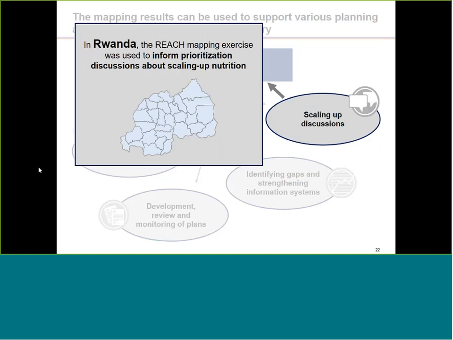My next example is in Rwanda, where the mapping exercise was conducted in 2015. The results of which were used to inform prioritization discussions around scaling up nutrition. These discussions took place through several forums. For example, the results were presented to the Technical Working Group on Nutrition in order to understand the current situation and to prepare for what to prioritize moving forward.